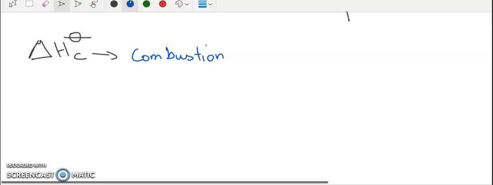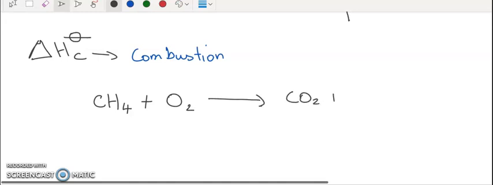So, by its name combustion, it means that it has to burn in oxygen. Let's take a substance such as CH4. And this burns in oxygen to give carbon dioxide and water. When you burn something, it always gives out carbon dioxide and water. And it is important that you write the state symbols as well.